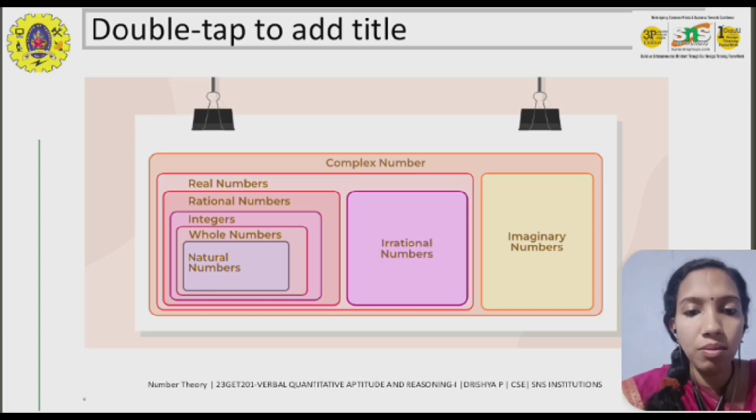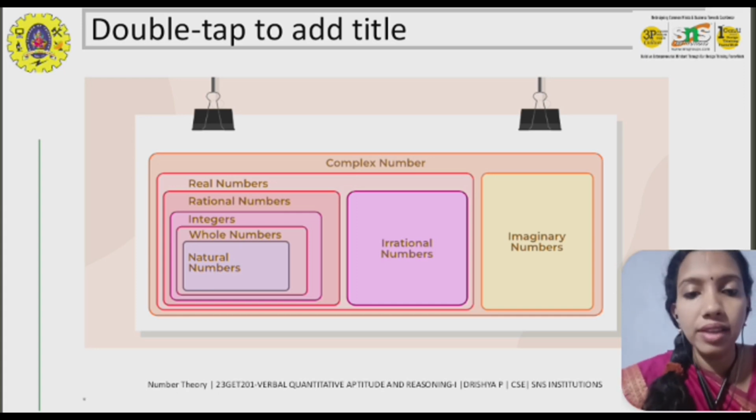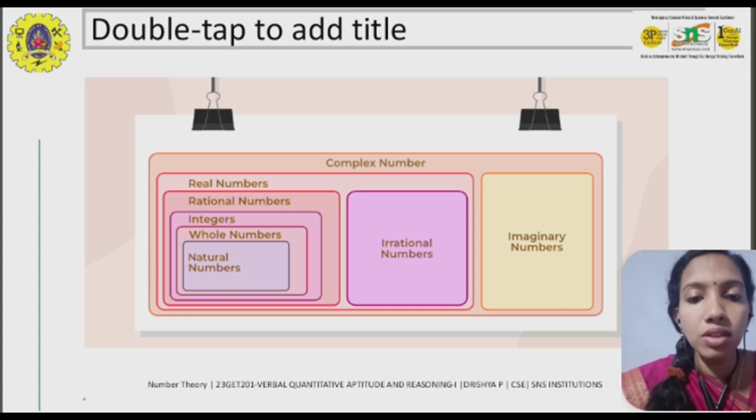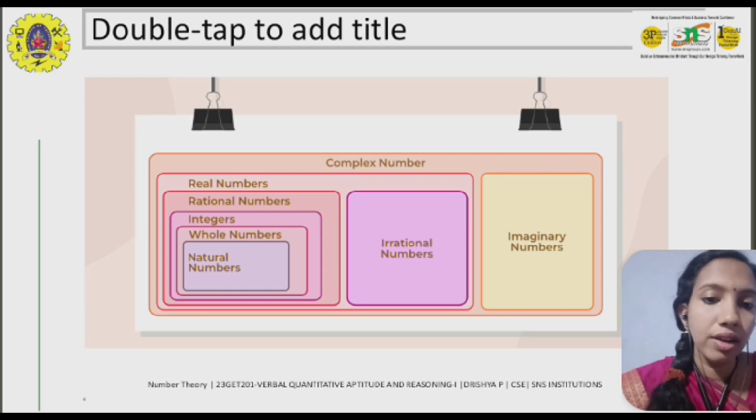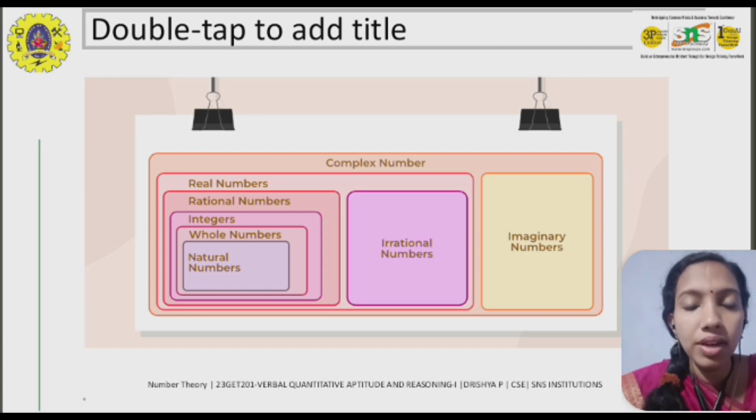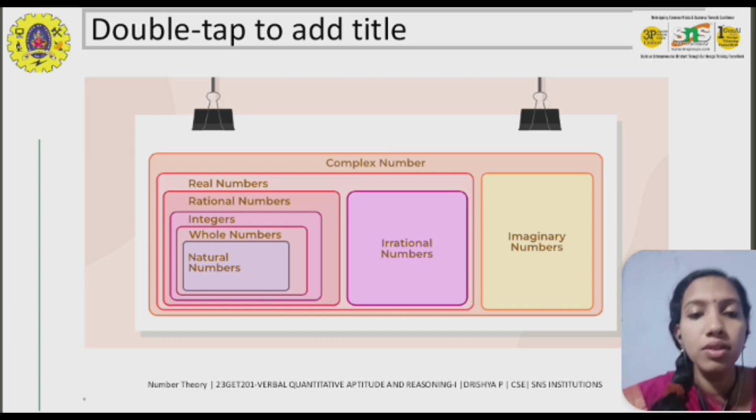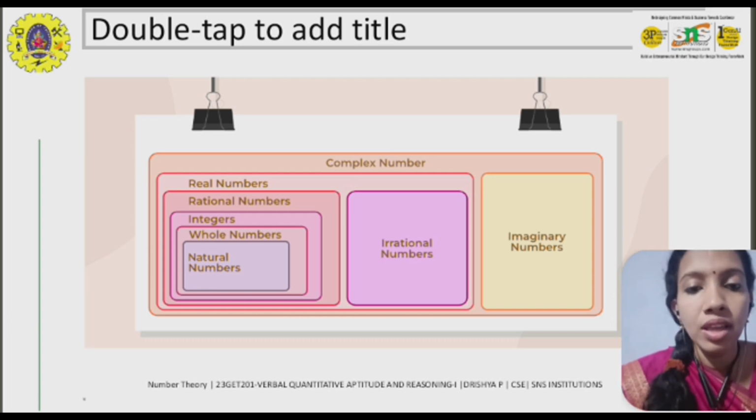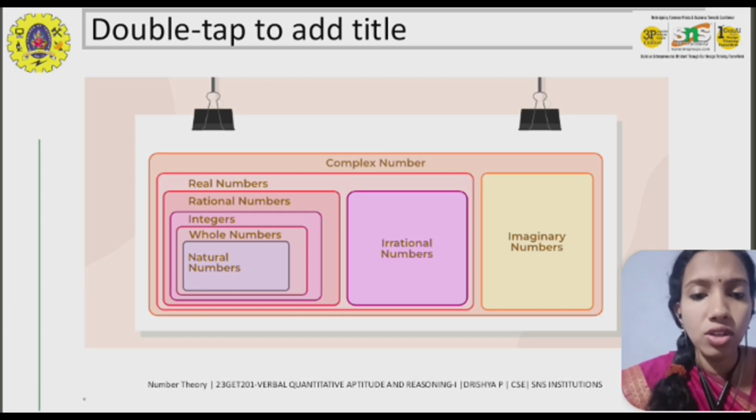First one, natural numbers. They start from 1, 2, 3, used for counting and measuring. Then whole numbers, which include zero. Integers are negative, positive, and zero. Then rational numbers and irrational numbers. Rational numbers are those represented in p by q format. Then real numbers: the whole, rational, irrational, and natural numbers are all included in the real number line.